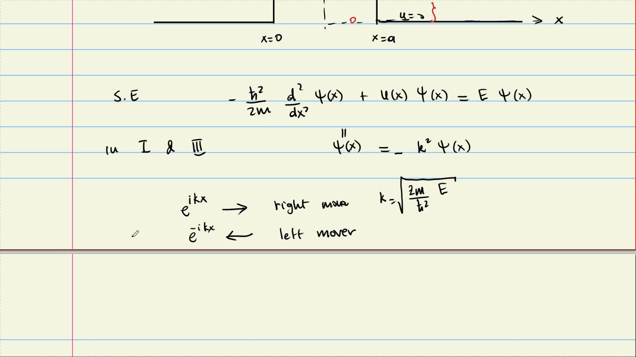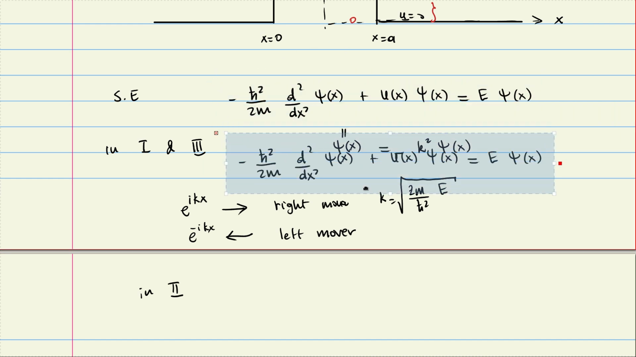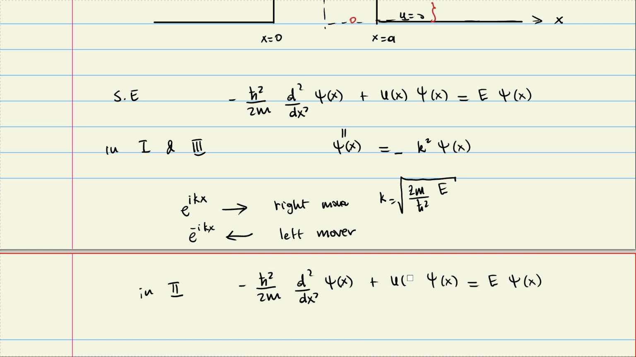So I have to solve it in region 1 and 3. Now I have to solve it in region 2. So it is exactly the same equation. So I copy that. So for U, I'm going to put U naught. And I take U naught to the other side. So it is going to be, like last time, U naught minus E is equal to, and there's an overall minus.